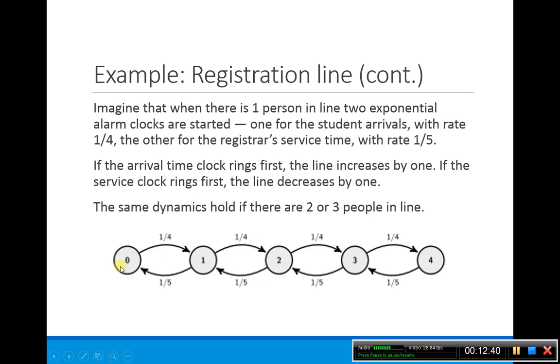So if we have no students, then we're always going to move up to 1 student at a rate of 1/4. If we have 1 student, then we can move down to no students at a rate of 1/5, our service time. We can move up to 2 at the rate of 1/4, our arrival rate. And the same is true except for here, if we're in state 4, then we assume it's capped at that, so we can only decrease at a rate of 1/5, the rate the registrar finishes.